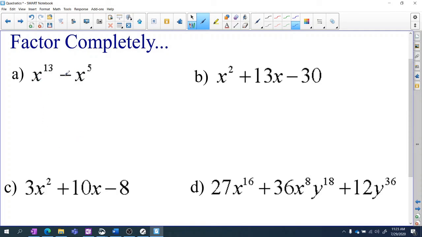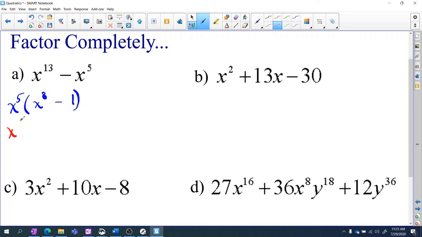All right, so I look at this first one, and the first thing I see is greatest common factor because there's x's in both of them. So I'm going to take out the GCF, always the lowest exponent, so x to the 5. When I divide both of these by x to the 5, I will get x to the 8 minus 1. Now, this is where we're going to challenge you. This is a monomial, so it doesn't factor. But this binomial is difference of squares. I need to factor that further then.